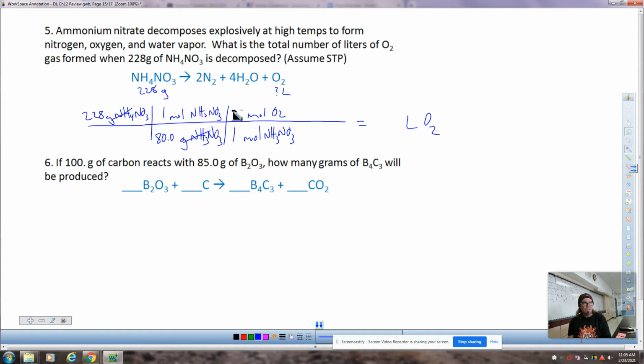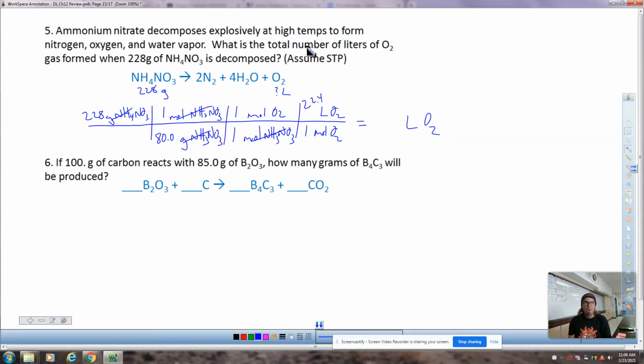Looks to me like our balanced equation is just 1-to-1 between those two. Get out of moles, we're into moles. Now that we're into moles, let's get out of moles and get into liters. At STP, 22.4.